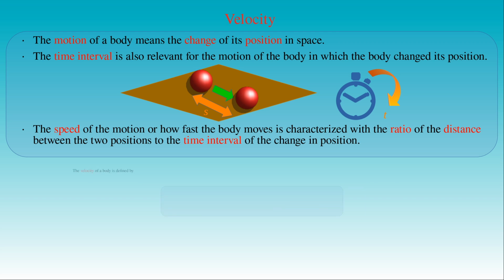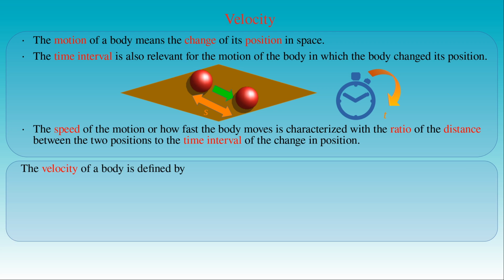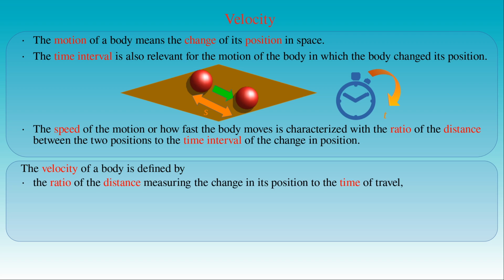Based on this concept, we can define the velocity of a body by two measured data. The first one is the speed, that is the ratio of the distance measuring the change in its position to the time of the travel.